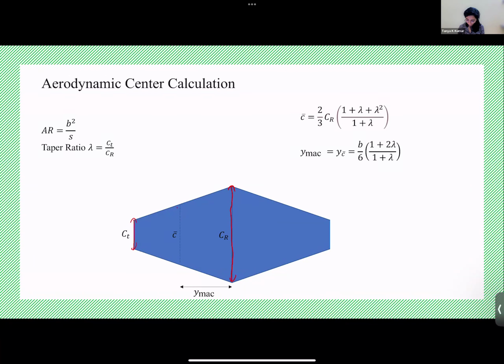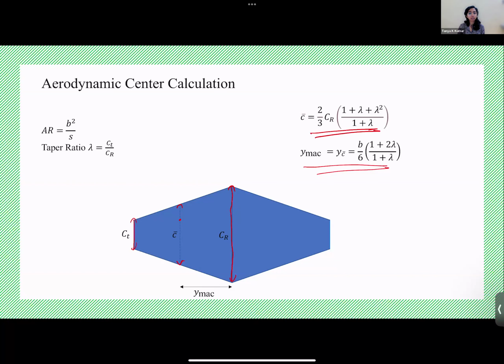Okay. And C bar, which is denoted here, is the mean aerodynamic chord. Not the chord at the tip, not the chord at the root, but the mean aerodynamic chord, which is what we use for our calculations. So what we have to find out is the aerodynamic center. So aerodynamic center is somewhere, let's say here. So we need to find out the X and Y coordinates of the aerodynamic center. Now, Y coordinate of the mean aerodynamic chord is given by this formula, right? So that is an empirical relationship. We can directly calculate this. And C bar, similarly, the length of the mean aerodynamic chord is given by this empirical formula.